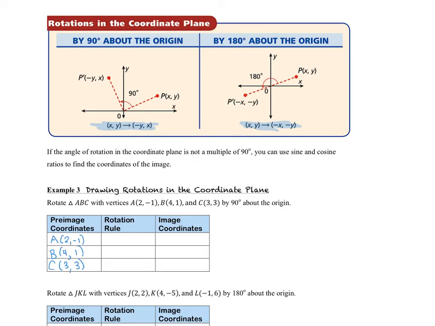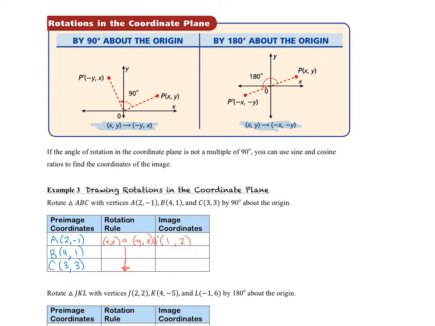Okay, for example 3 now, we're going to apply the rule for rotating 90 degrees about the origin, because that's what it is asking me to do. So that means that I'm going to be using the rule (x, y) maps to (-y, x) for all of these. So for (2, -1), the x and y switch positions, and then the x remains the same, but the y becomes the opposite sign.